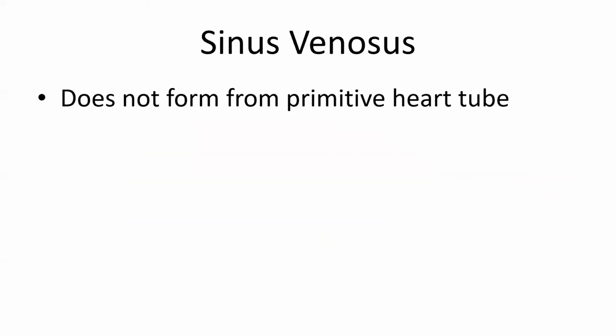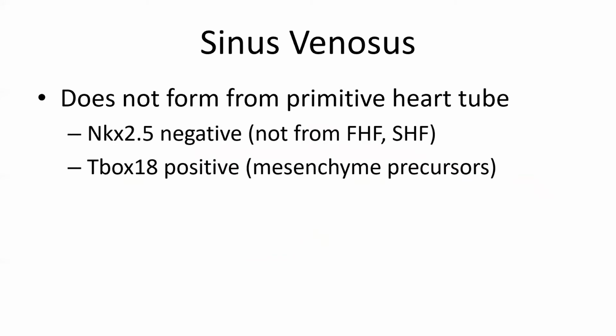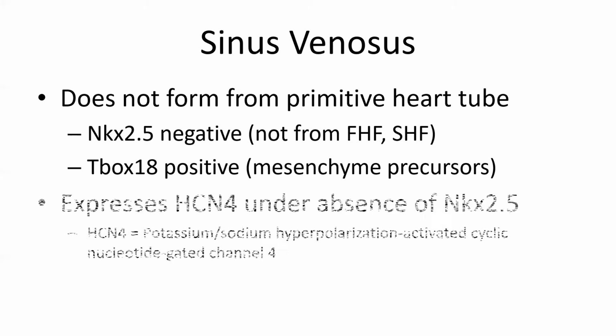So the sinus venosus, I would call it an extracardiac structure. It does not form from the primary heart tube. And I base that on this, that the sinus venosus is NKX2.5 negative, which means it doesn't come from either of the heart fields. And it's T-box18 positive, which means it comes from mesenchymal precursors. So based on this, I would argue that the sinus venosus and the sinus node are actually extracardiac structures and not part of the heart proper as it develops.